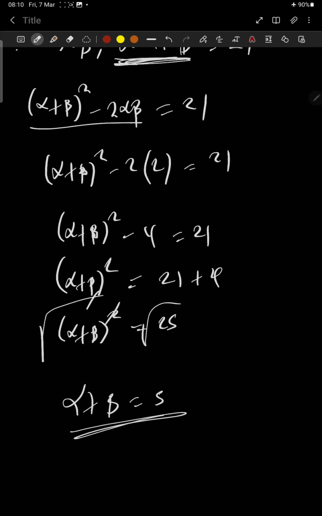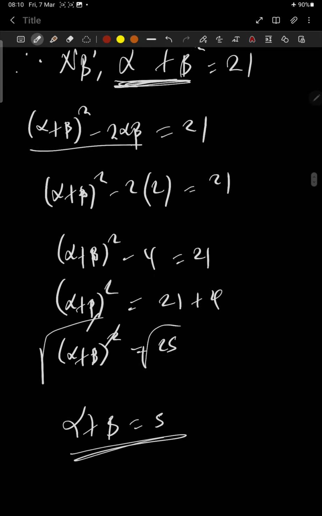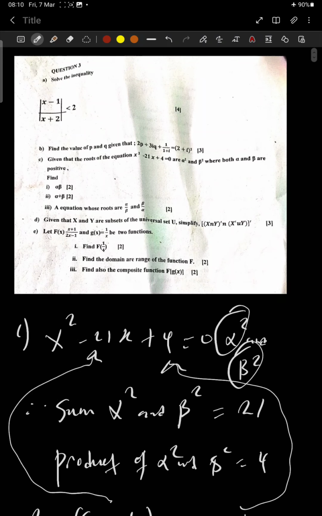These are the answers there. Now we've been taught to find an equation whose roots are those.